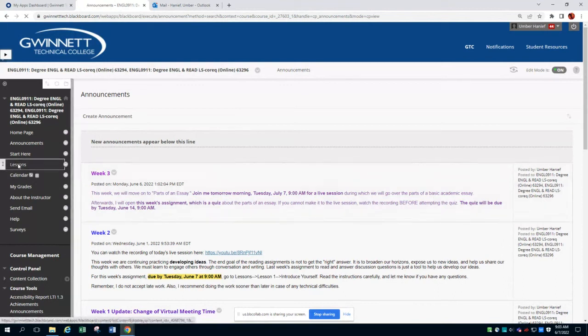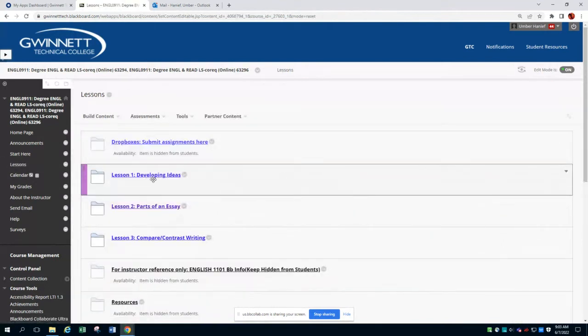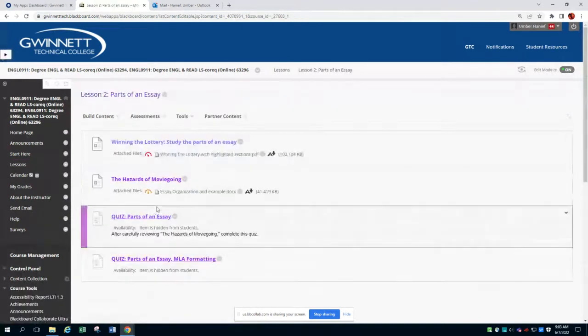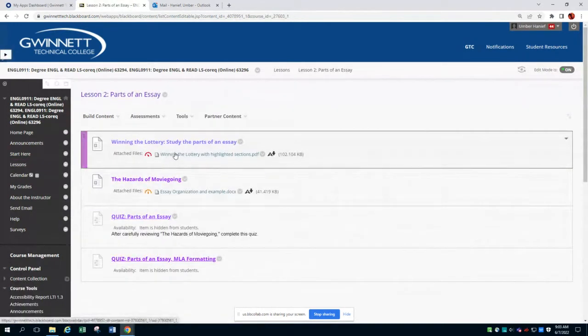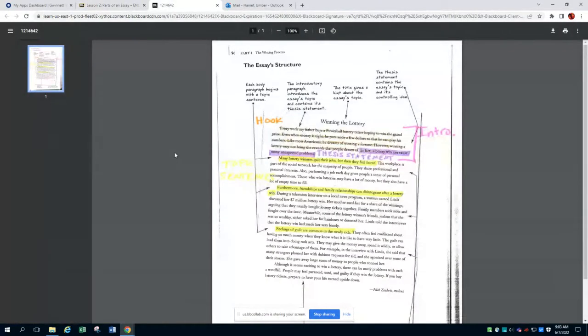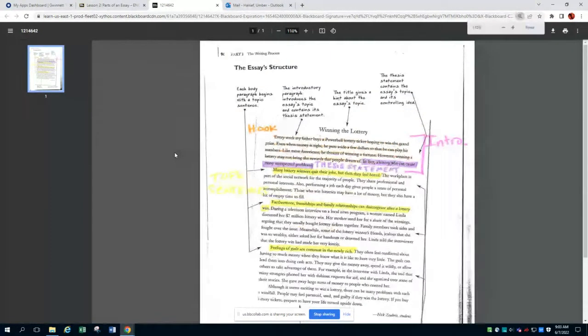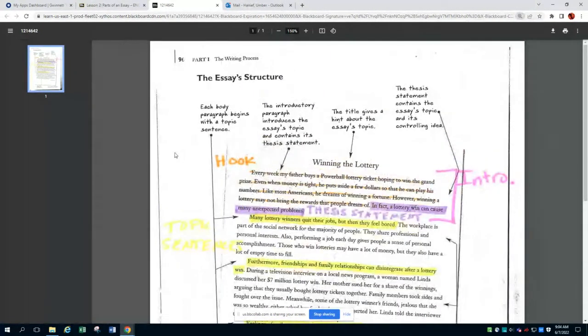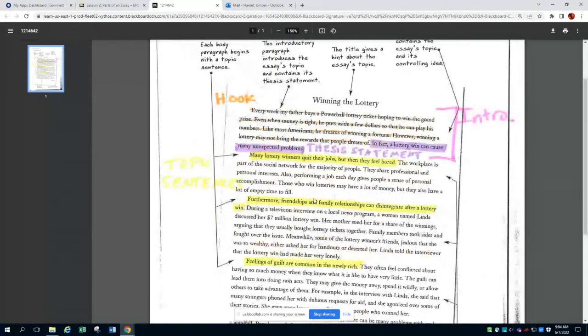So I'm going to go to lessons, and I'm going to go to lesson 2, parts of an essay. And I want to open up this essay right here, Winning the Lottery. This is a sample essay. It's just an example. I hope that when you get home or when you get to a laptop, you're able to open up this file so you can read it. I know it's going to be really hard to read on my screen. I'll make it bigger. So the first thing you're going to see is that this is just a sample of a basic essay. It's a student sample from many, many years ago.